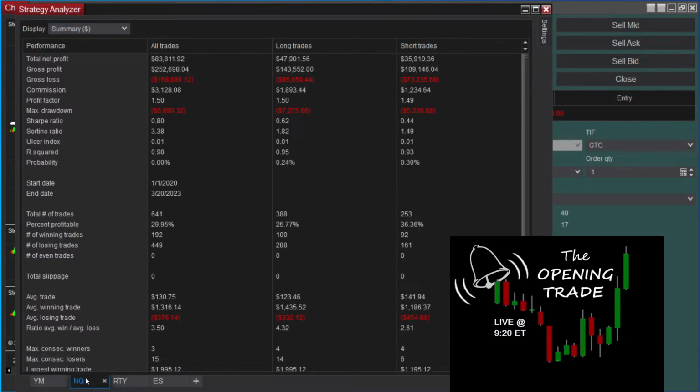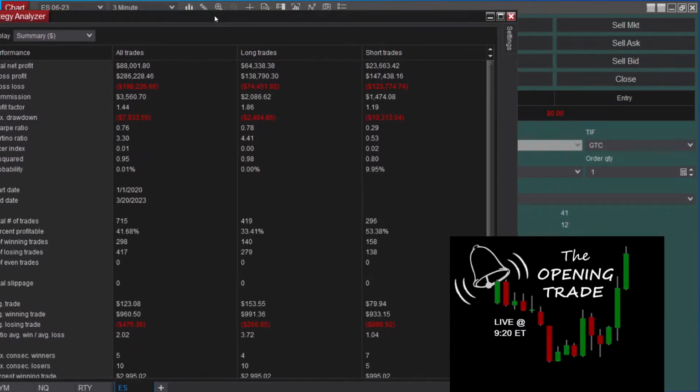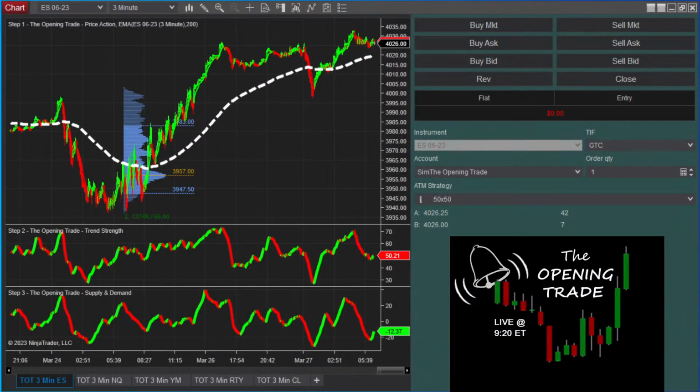Here we have the NASDAQ, max drawdown, gross loss, gross profit, total net profit, and the S&P 500. Max drawdown, gross loss, gross profit, and total net profit. We have less than 2 minutes before we see the New York Open.